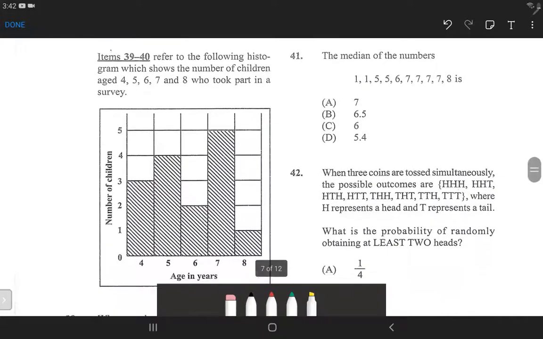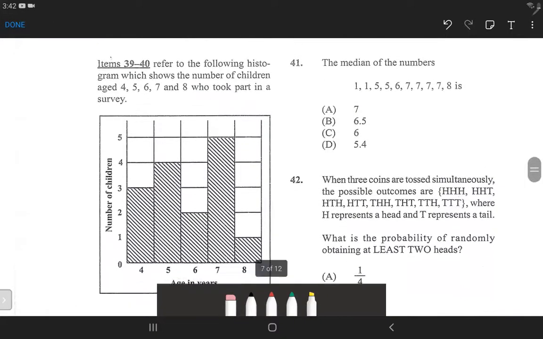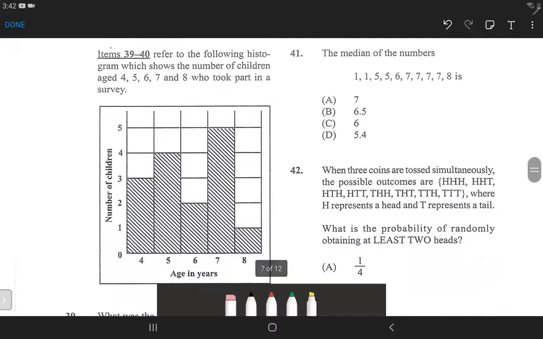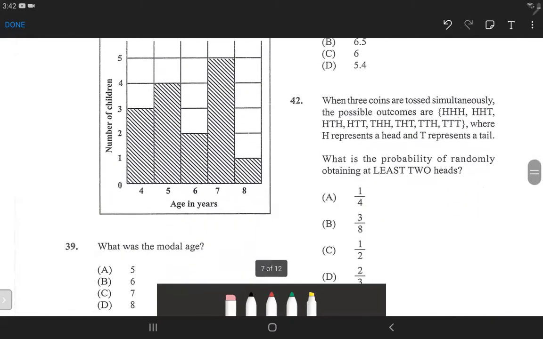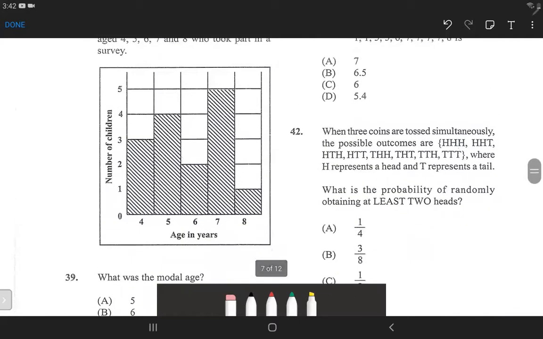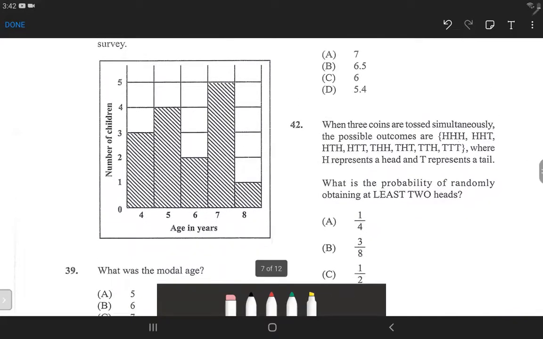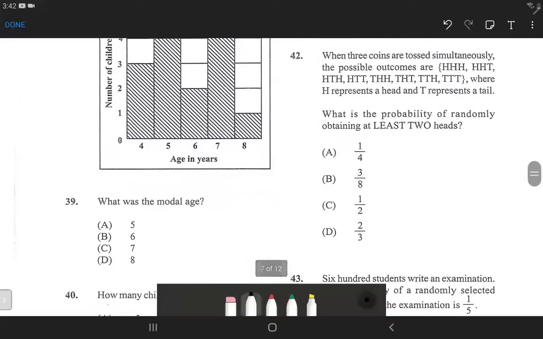Item 39 to 40 refers to the following histogram. It shows the number of children age 4 to 8 who took part in a survey. All right, lovely. What was the modal age? That means what age occurred the most? That was age 7. Right, age 7 occurred the most.